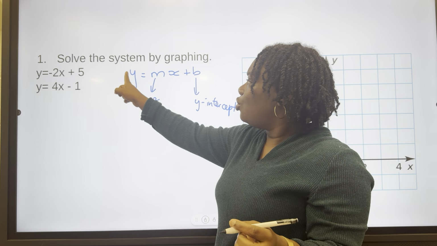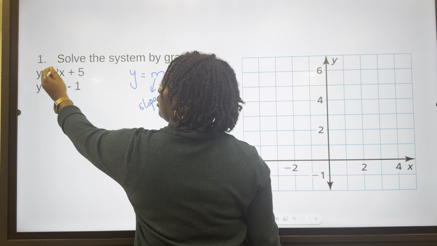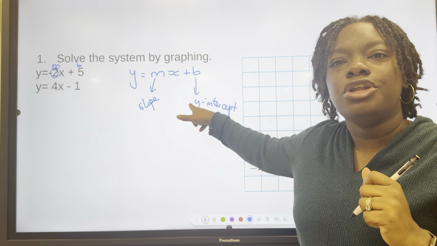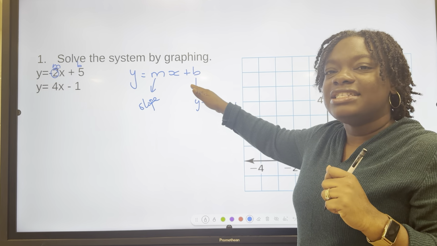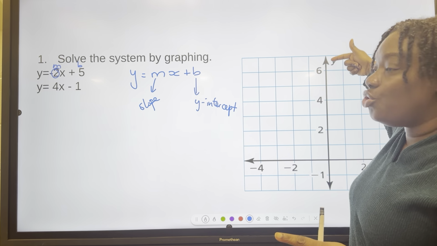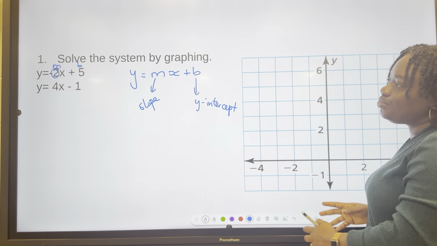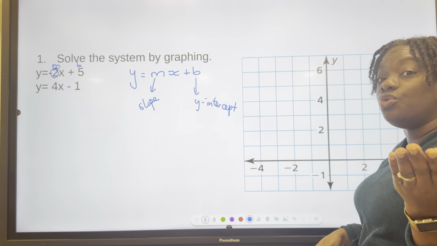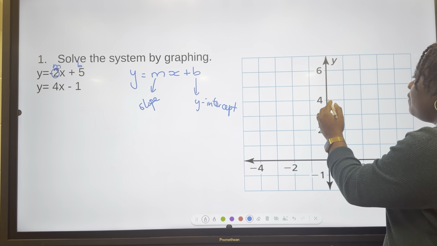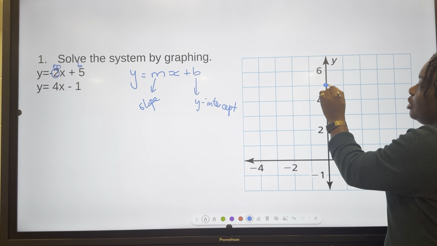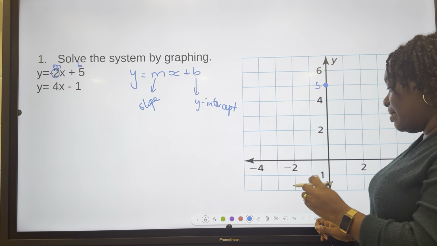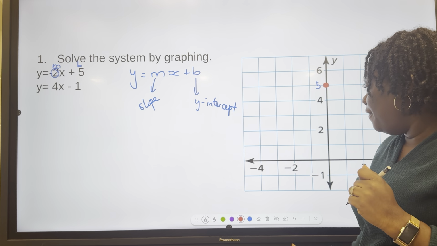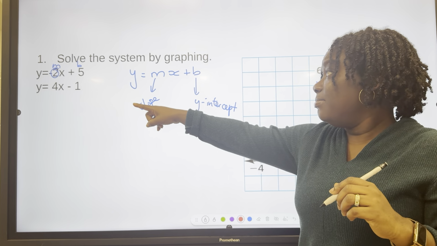We're going to look right here for our first equation. That's my m and that's my b. Your y-intercept is the point where your line is touching your y-axis. For my first equation, where's my line touching the y-axis? It's touching it at 5. So 5 would be right here, and that's my first point. Then my gradient tells me my next point.